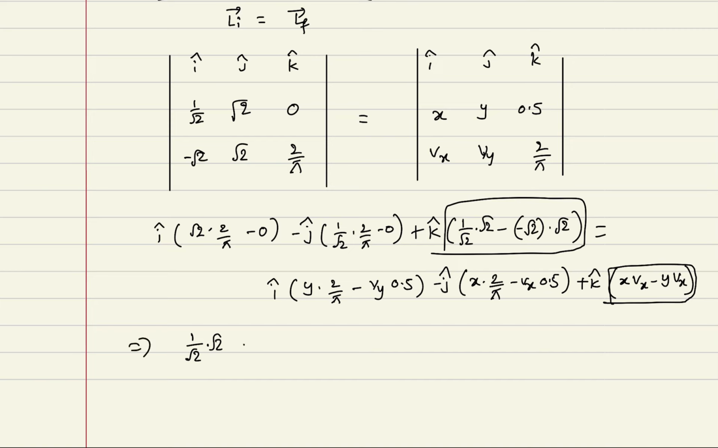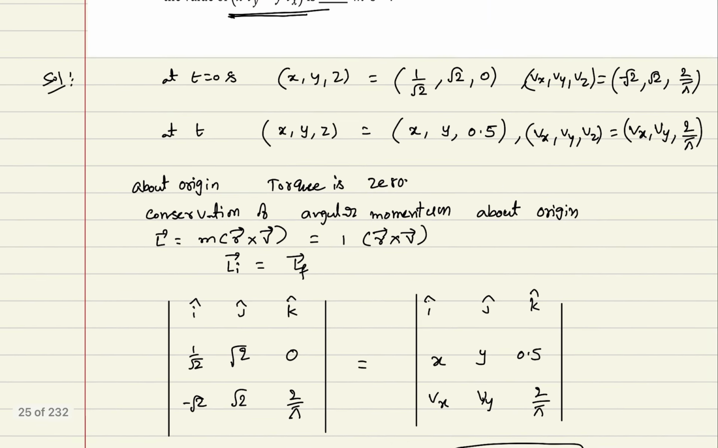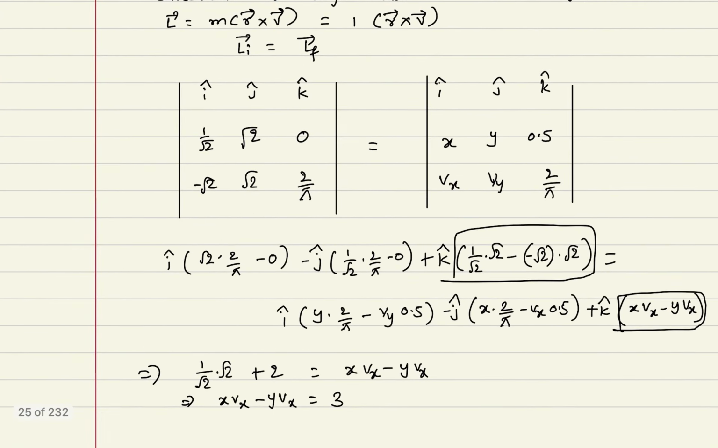If you equate this, 1 by root 2 into root 2 minus root 2 into root 2 plus 2 is equal to x Vy minus y Vx. So the value of x Vy minus y Vx is equal to 3. According to the question, they are asking for the x Vy minus y Vx value, and we can see the value is 3. The same expression can be done another way also: minus kx along the x axis and minus ky along the y axis. By using the SHM form also we can do it.